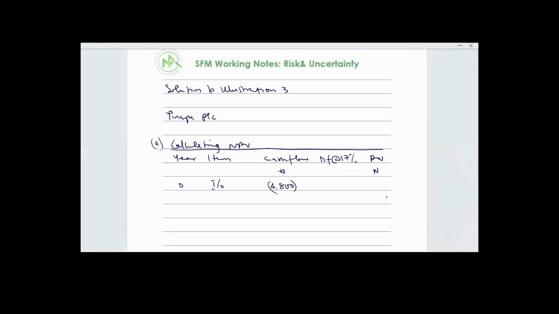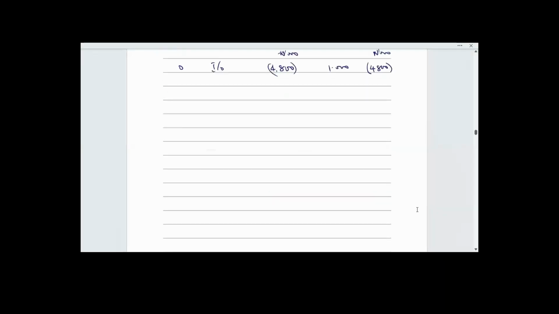4,800,000. Our figures are in thousands, so multiply by 1,000: 4,800. So I will go back to the question. I need cash inflow. According to the question, we are given a selling price of 24 naira. We are also given a variable cost of 18 naira. In that case, I can determine contribution. So I need to go and do my working for contribution.